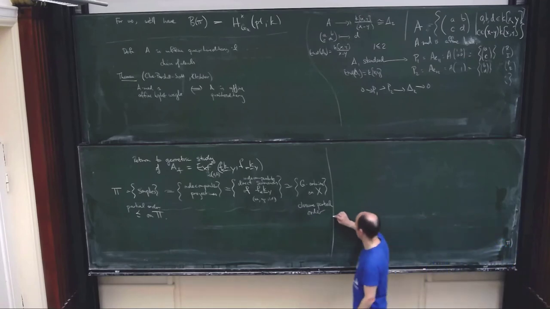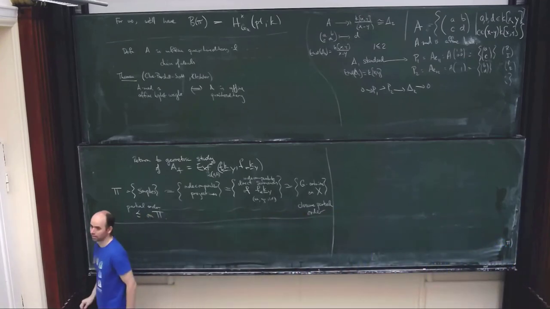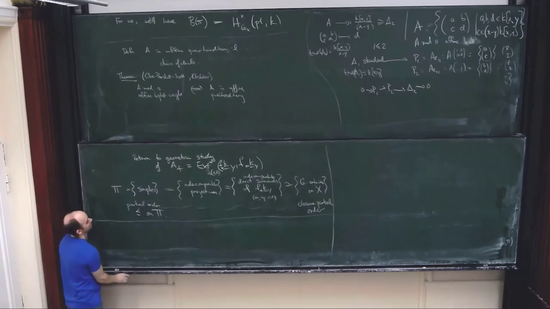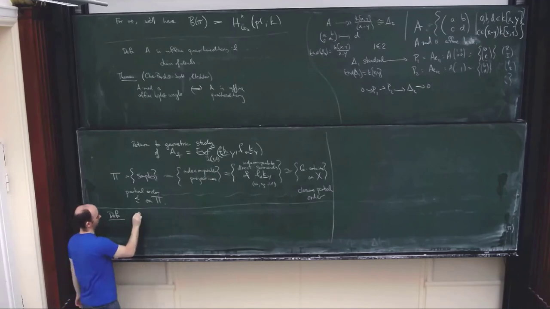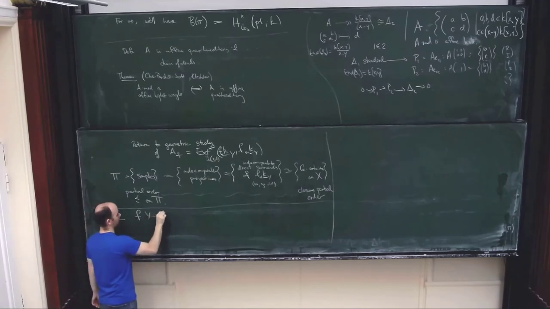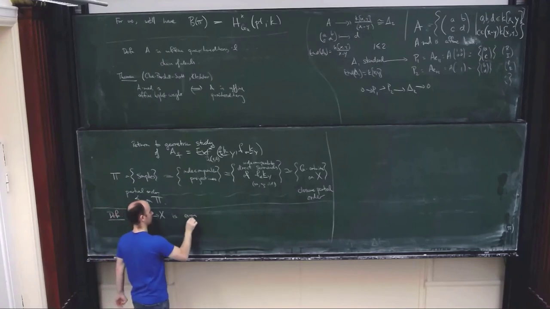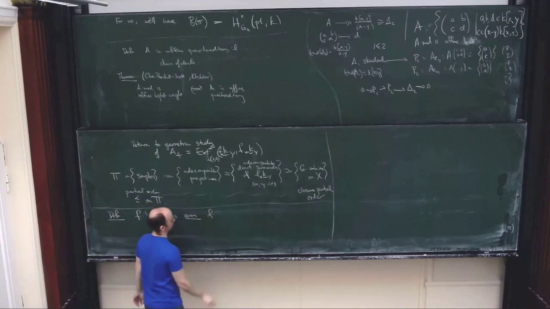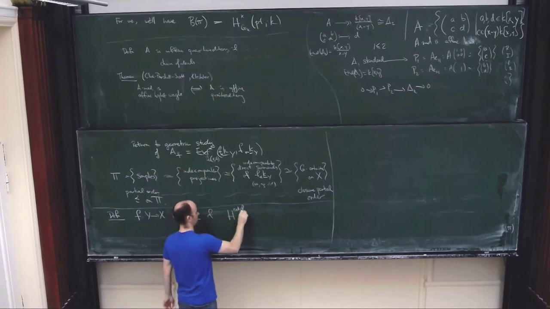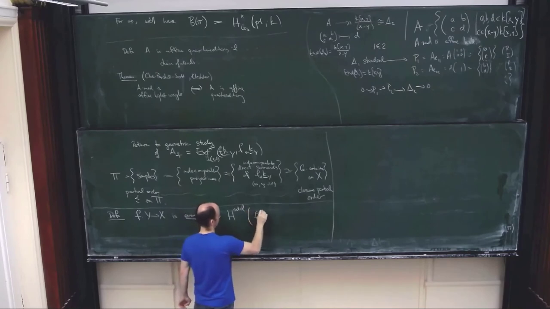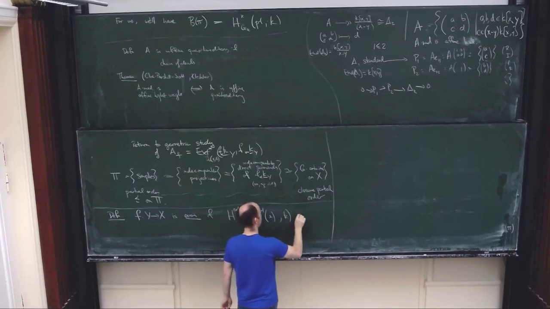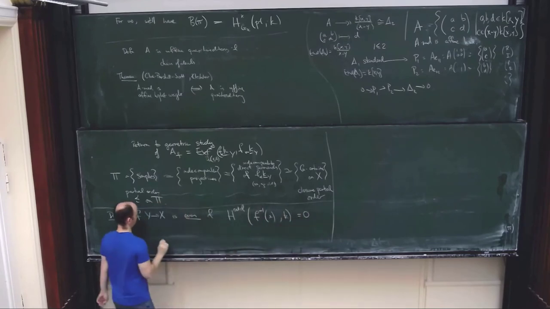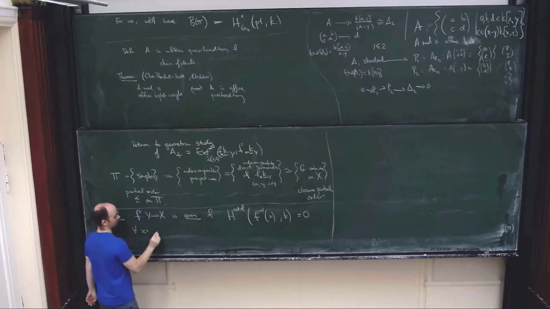So before I state a theorem, I need to make one more definition. So F, from Y to X, is even if H odd of F inverse of x with coefficients in K is 0 for all x in X.